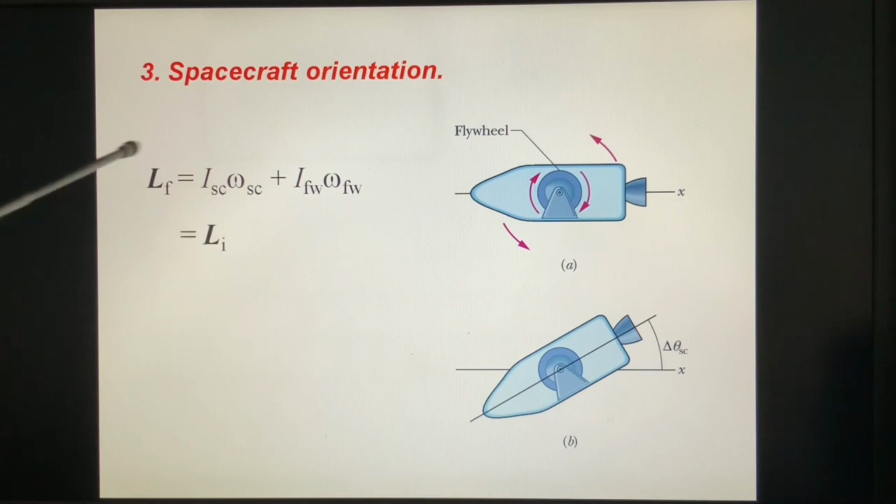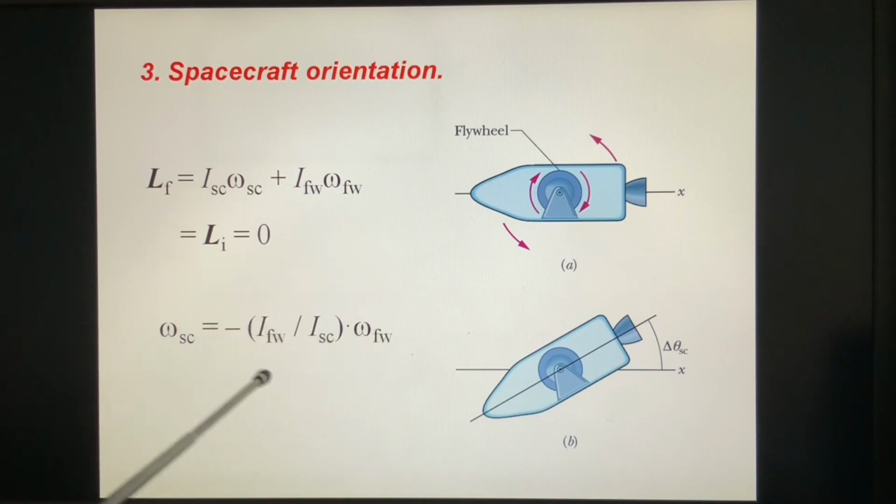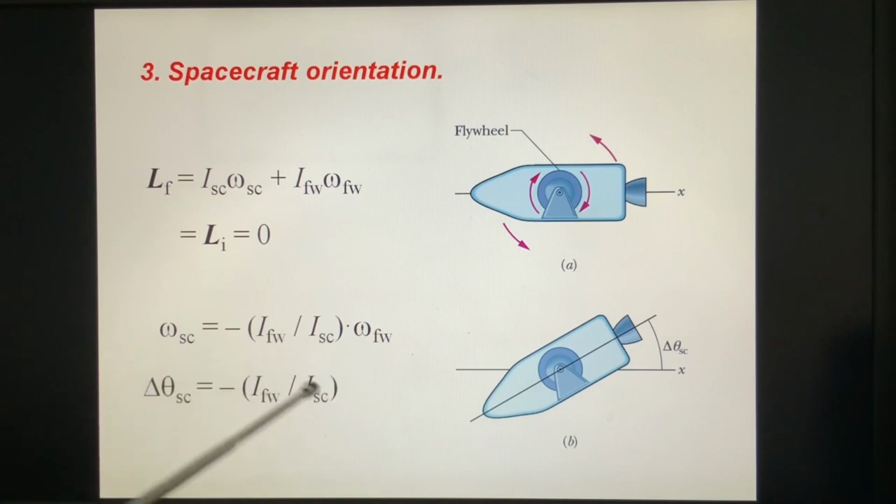Because originally the angular momentum is zero, and it is conserved, this sum equals zero, and then we get ω_spacecraft equal to minus the ratio. This is given, this is given, this we can control. In this way, if we integrate with time, we get Δθ_spacecraft equal to minus this ratio times the flywheel's angle. We can adjust Δθ_flywheel to control the spacecraft's rolling.